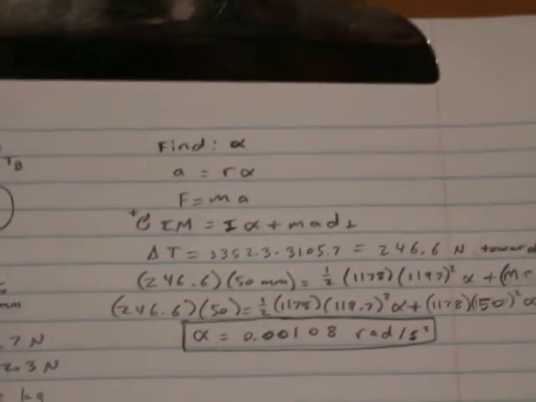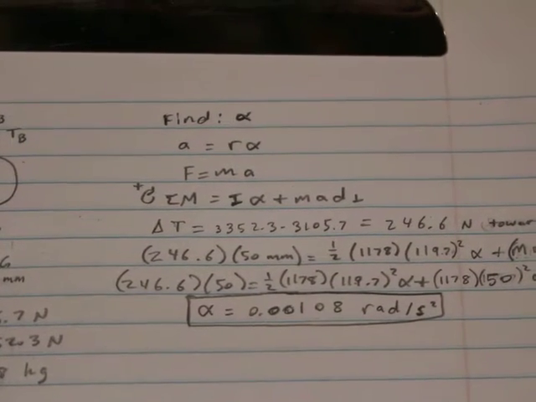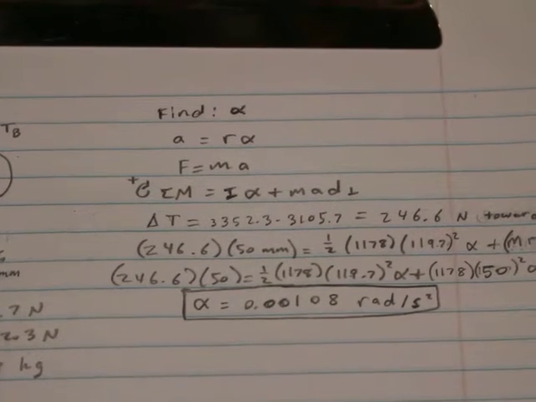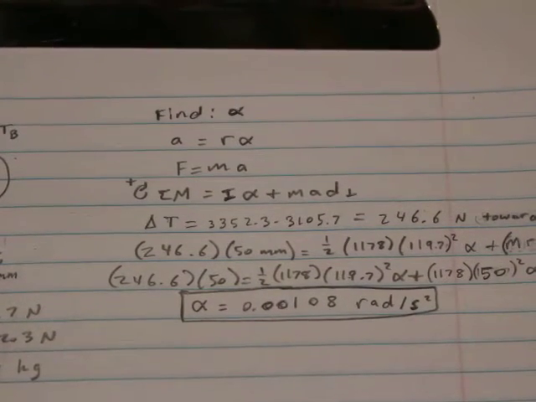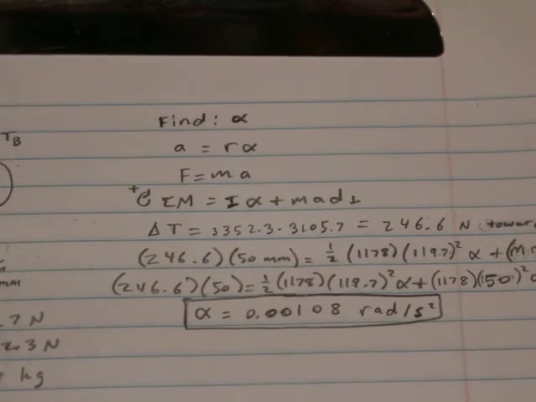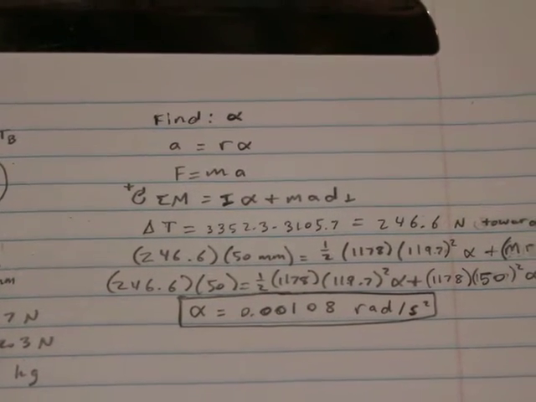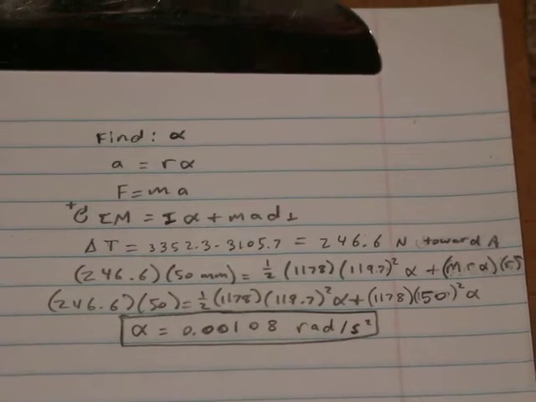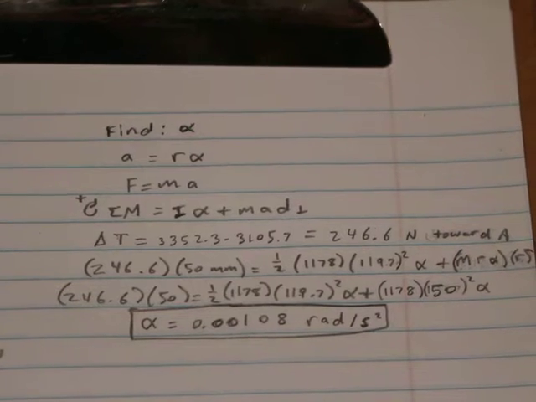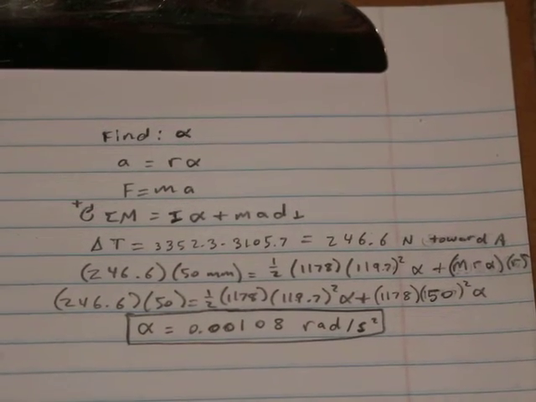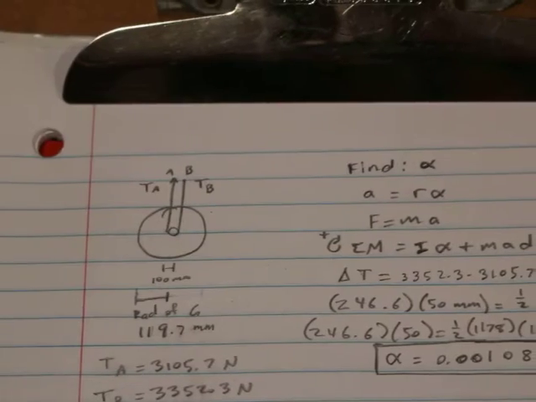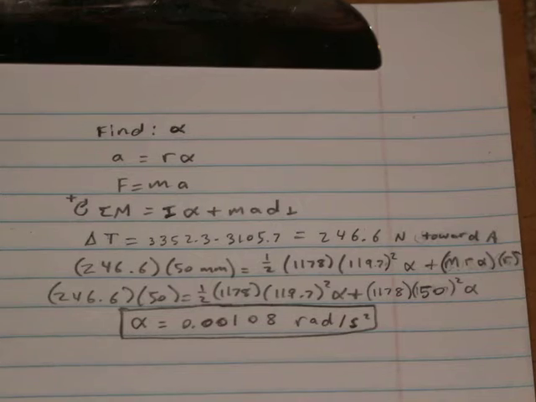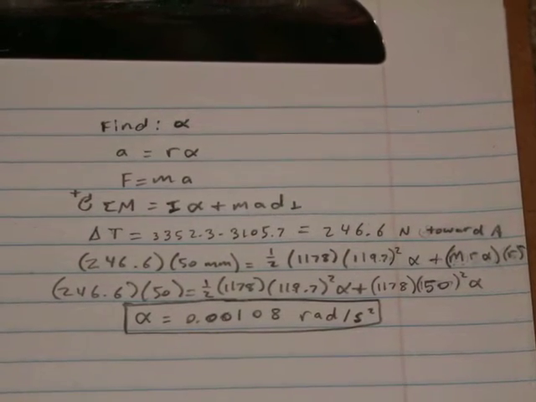We'll set up our equation, and I drew that little arrow wrong, but counterclockwise is the positive direction. The sum of moments equals inertia times angular acceleration plus mass times acceleration times perpendicular distance. The net tension is 246.6 newtons, and that's going in the direction of A. So A is pulling with 246.6 newtons.